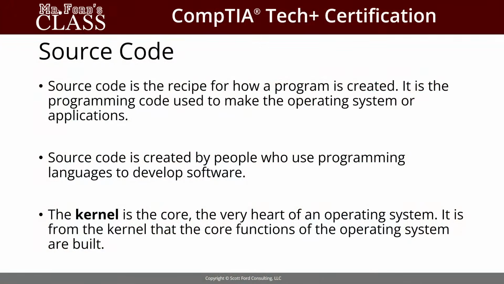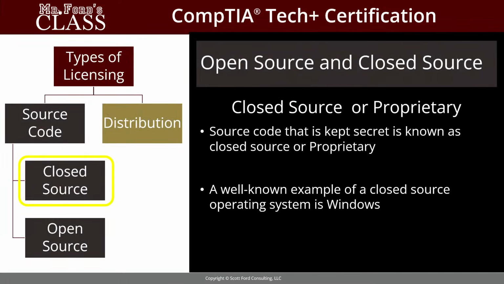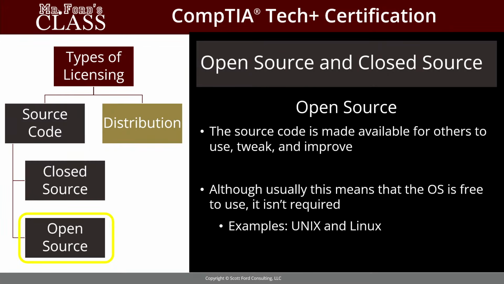But the source code is, at the end of the day, what makes the program work. And you can have what we call closed source or proprietary, and you can have open source, which we'll hop into in a second. So closed source is where the source code is kept secret. It's known as closed source or proprietary. A great example of this is Windows. Windows is a good example of a closed source operating system. While open source is, you can see what's under the hood. You can see the code that makes up the operating system.